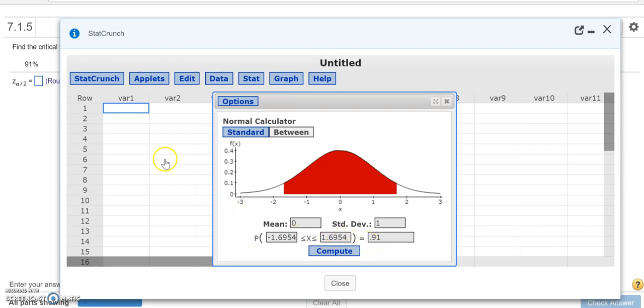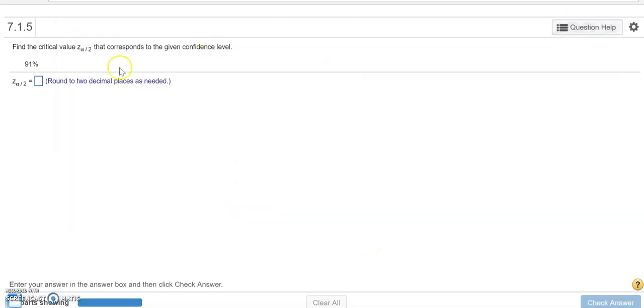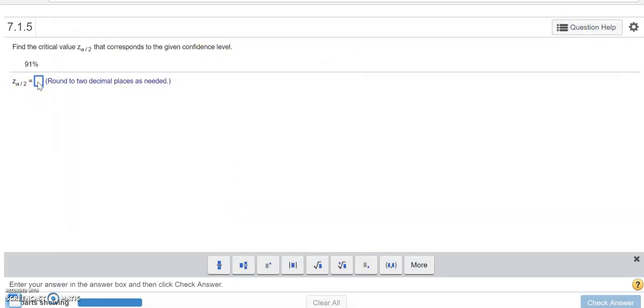1.6954 is the value. So if we come back to our question, we're going to go 1.695. Oops, but this asks us to round to 2 decimal places. So we're going to have to round up here because this 5 in the third place after the decimal point indicates we need to round up. So this will actually round the 9 up to a 0 and the 6 by default up to a 7. So 1.70 is my critical value.